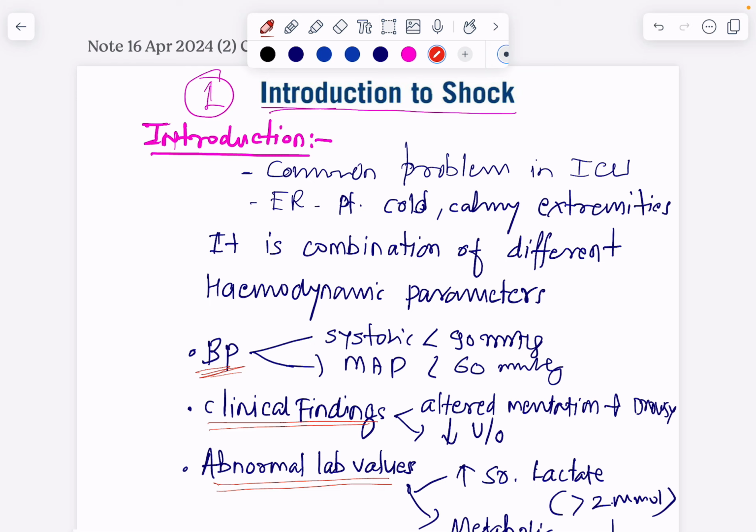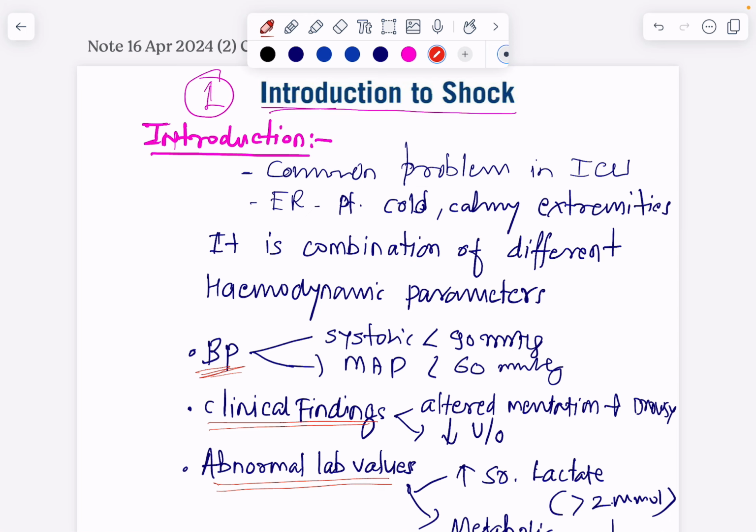So hello guys. Today we will discuss shock, an introduction to shock. We know that shock is a very common problem in the ICU. Even in the emergency room, we have a number of patients with cold, clammy extremities. Shock is nothing but a combination of different hemodynamic parameters.